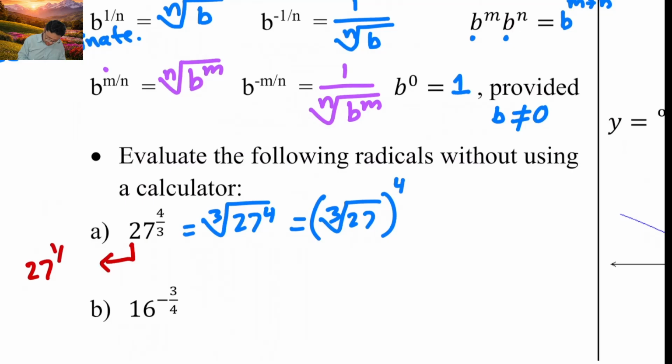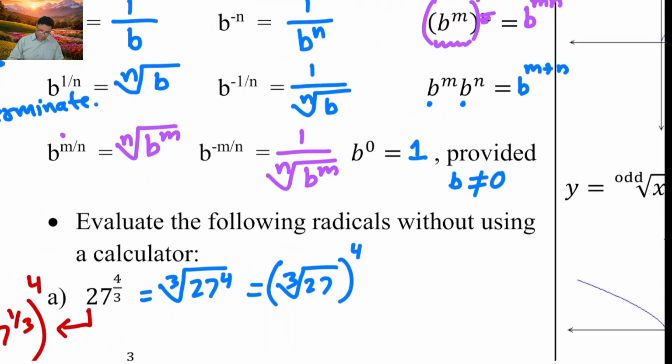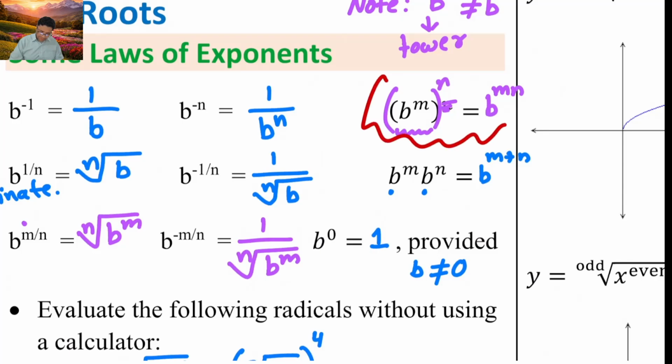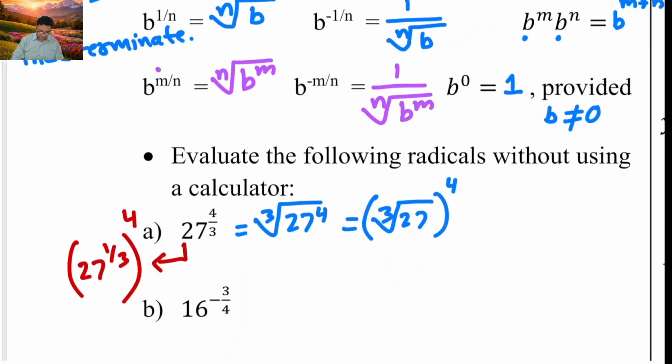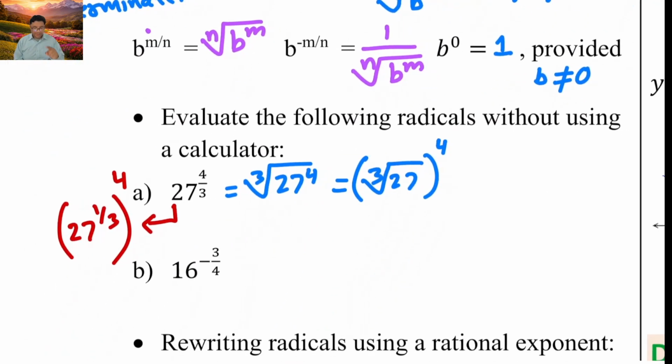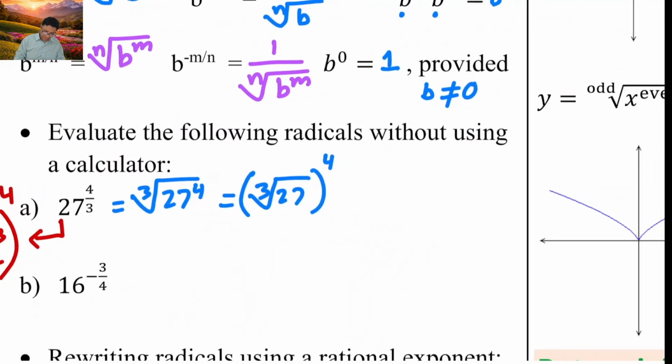This is 27 raised to the power 1 over 3, raised to the power 4, right? And according to the law that we discussed up here, b raised to the m, raised to the n, is b raised to the mn. You multiply those exponents. In the same way, 4 over 3 is 1 over 3 times 4. So you can first take the cube root and then raise it to the power 4.